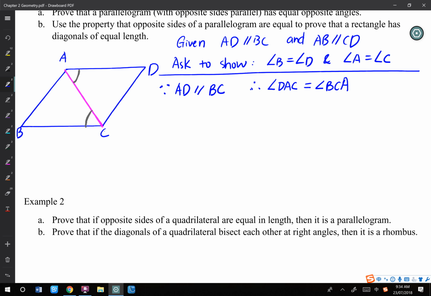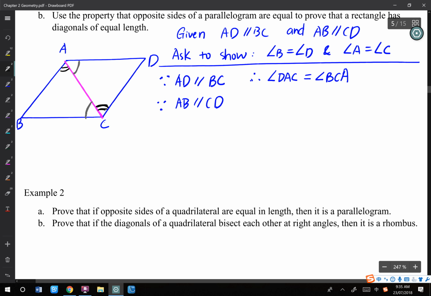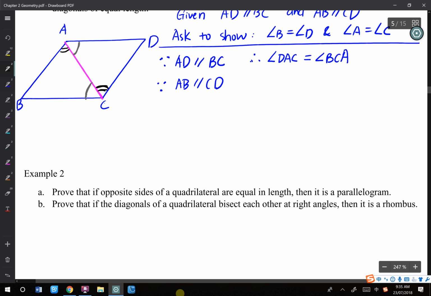Okay, then because of what? So those two angles must be equal. You need to make it clear. And then I will say because AB is parallel to CD, okay, because of that, I can get this angle equals to this angle. So angle BAC equals angle DCA.